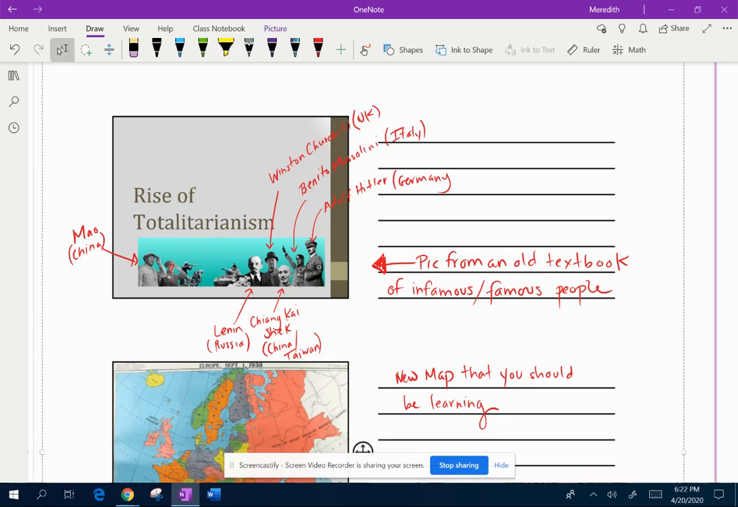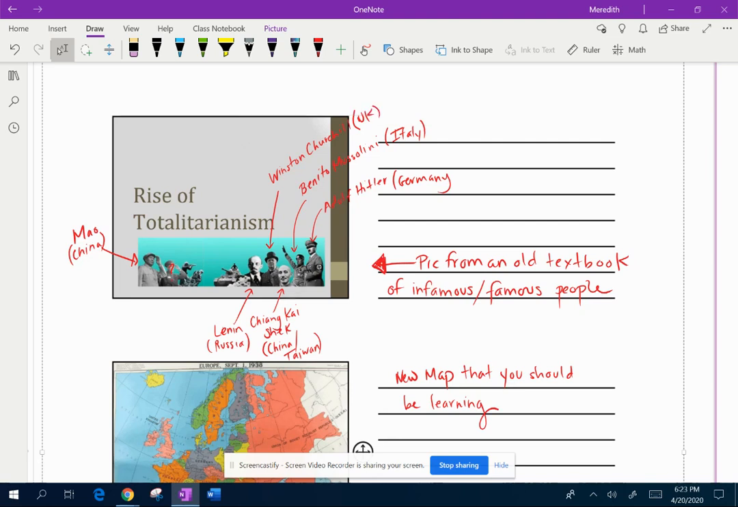Starting out on the left, you've got Mao Zedong in China. I don't know who the guy is next to him, hence the question mark. You've got a bunch of unnamed soldiers and a tank. I'm going from left to right, and then you see Vladimir Lenin in Russia. Next to him is Winston Churchill, the prime minister of England during World War II. Very, very famous prime minister.